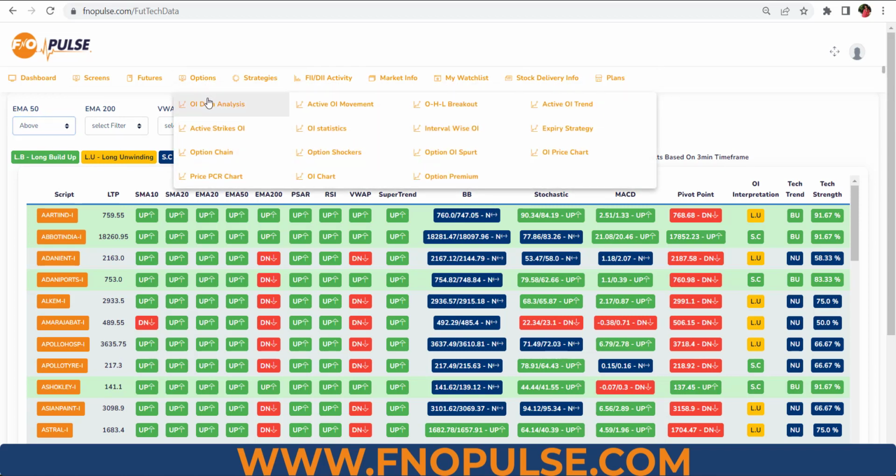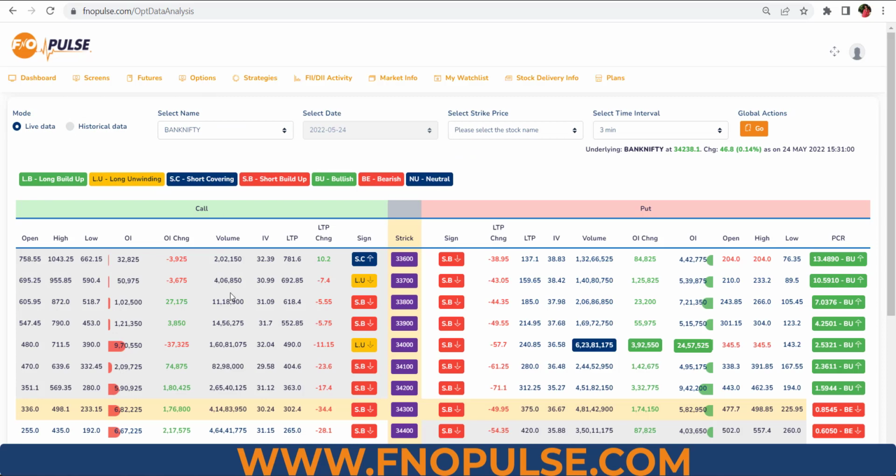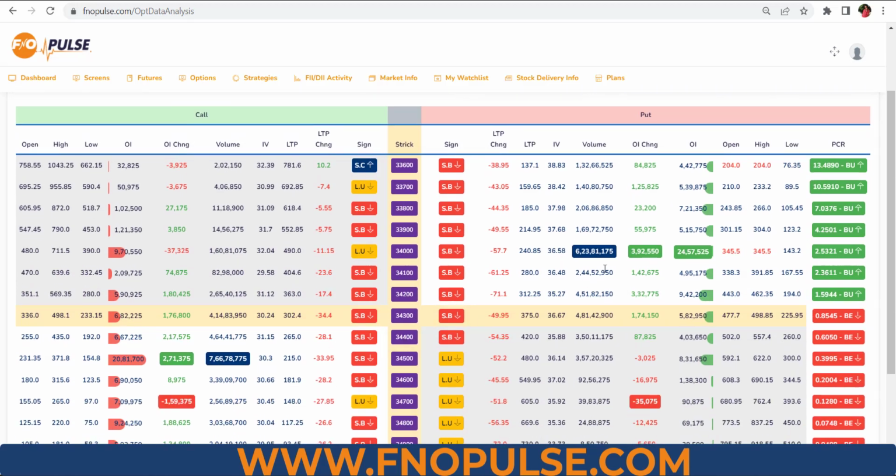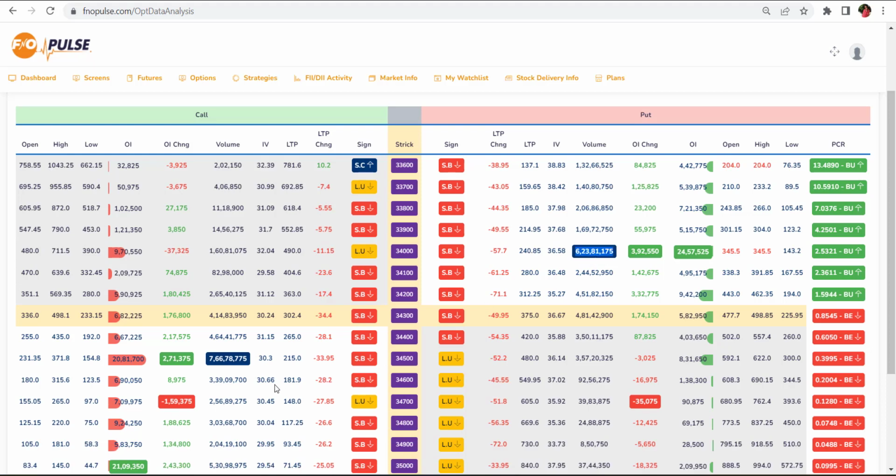How to find the option strike price. In options, you have to go to OI data analysis. In OI data analysis, the left side is all calls and the right side is all puts. In the middle, the yellow line indicates the strike price, the current trading price or nearest price. Now we have to find which strike price to buy. Very simple. Wherever the volume change is more, shown in blue color, on the put side or call side, we select those first.